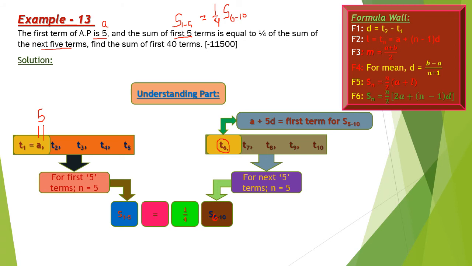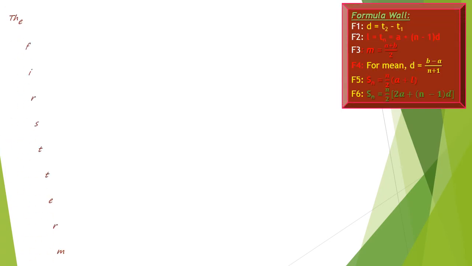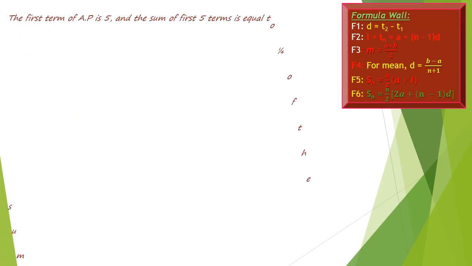Now here, while applying the formula for the next 5 terms, instead of a, what will be written? It will be written T6, and T6 is a plus 5d. For the next 5 terms, you can see T6 is at the first, isn't it? So first term is T6. So let's move to formula 1.